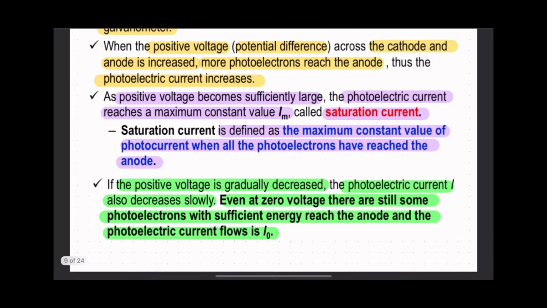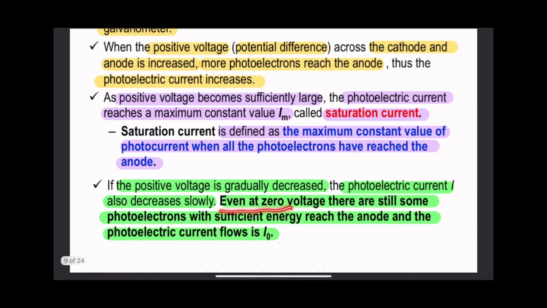Okay, so dah bagi tahu kat sini lah. Even at zero voltage, there are still some photoelectron with sufficient energy reach the anode and the photoelectric current flow is I0. At this point, when I0 reach, so zero voltage yang berlaku. You akan nampak bacaan voltmeter tu kosong.